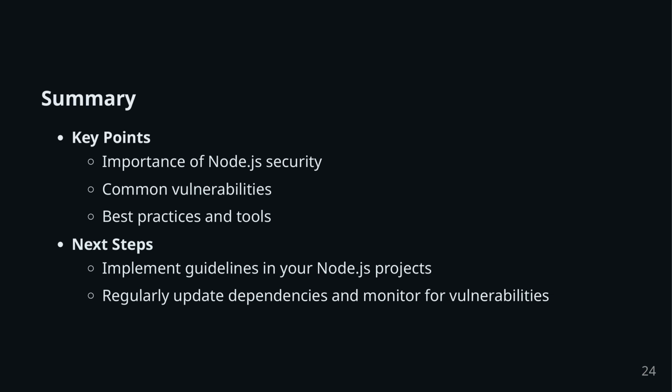In summary, let's recap the key points we've covered regarding Node.js security. First, we emphasized the importance of Node.js security and how critical it is to protect our applications. We explored some common vulnerabilities that can pose risks to your projects. Additionally, we discussed best practices and tools that can help mitigate these security threats. As for the next steps, you should implement the guidelines we discussed into your own Node.js projects. It's also crucial to regularly update your dependencies and continuously monitor for any newly discovered vulnerabilities. This proactive approach will help ensure that your applications remain secure over time.